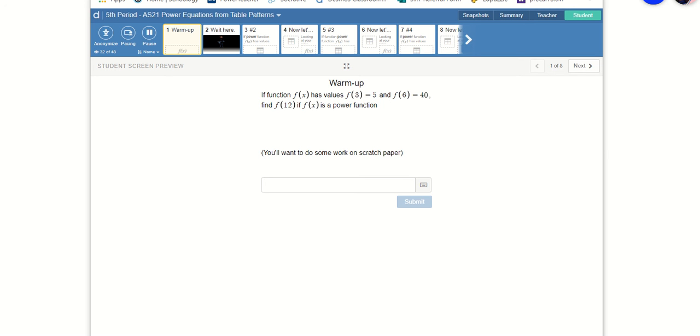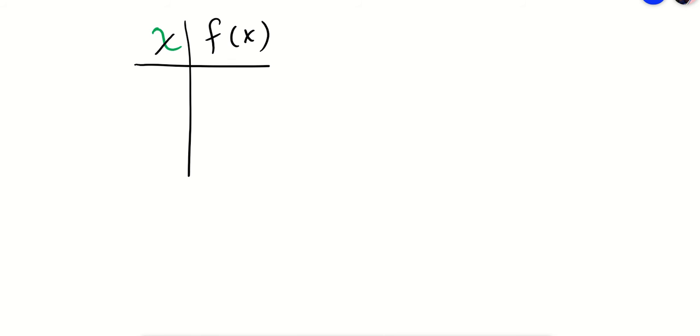All right, so for this first one, we've got f of 3 equals 5 and f of 6 equals 40. What is f of 12 if it's a power function? So we've got f of 3 equals 5 and f of 6 equals 40, and we want to find f of 12: 3, 6, 9, 12.